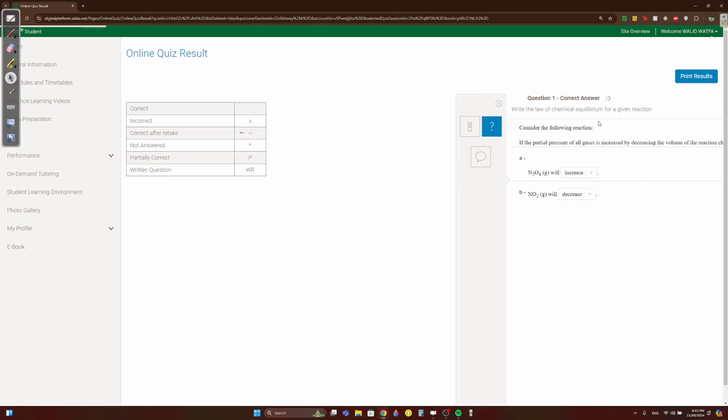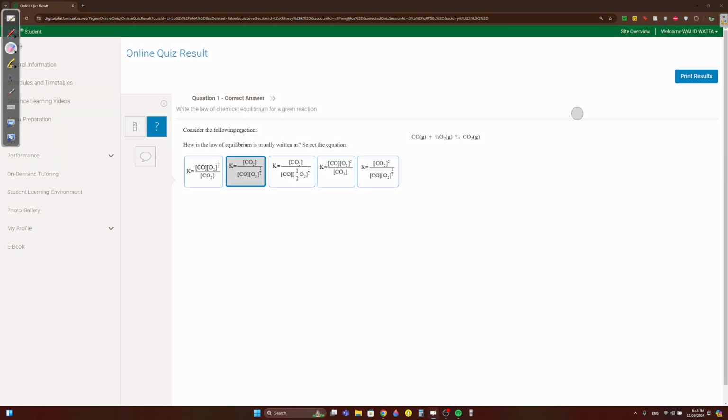Okay, let's write. How is the law of equilibrium usually written? The law of equilibrium, K, the equilibrium constant. We know that the equilibrium constant is equal to the concentration of the products divided by the concentration of the reactants. For the products, we include only gases and aqueous species. All of them here are gases, so it doesn't matter.